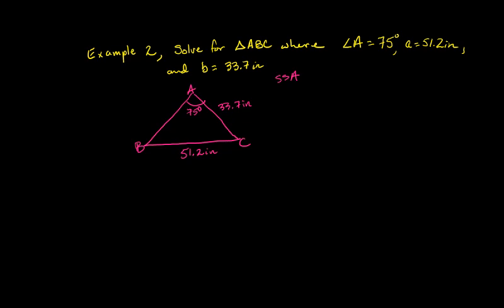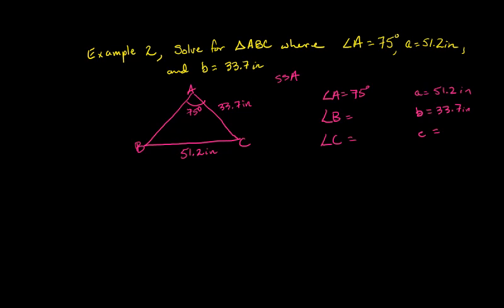And so this scenario, I'll touch more on it in the next video, but what we want to see is that in this scenario, you're actually missing two angles. So angle A obviously is 75 degrees. Angle B, don't know it. Angle C, don't know it. We know side A is 51.2, and side B is 33.7. But we're missing side C. If you take a look at this, you can't even talk about side C or angle C because you don't know either of them.